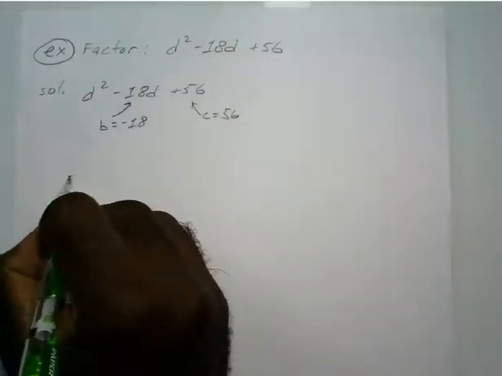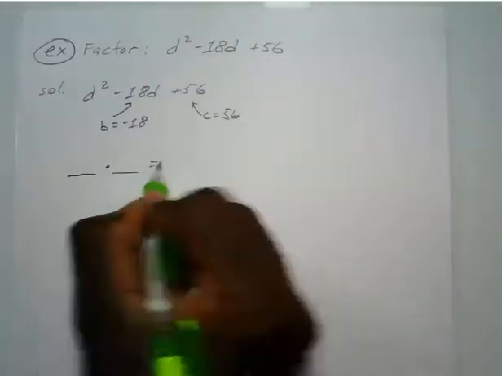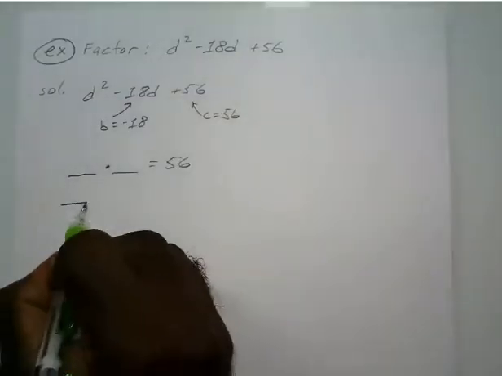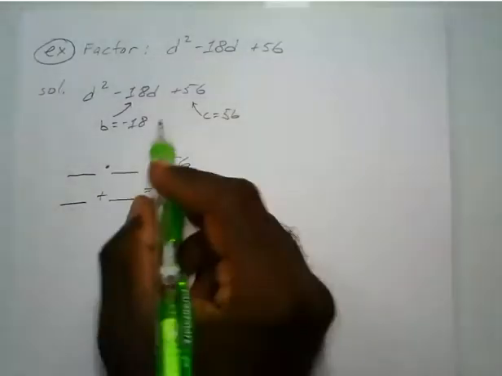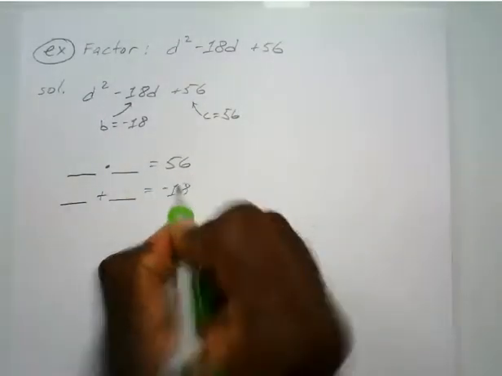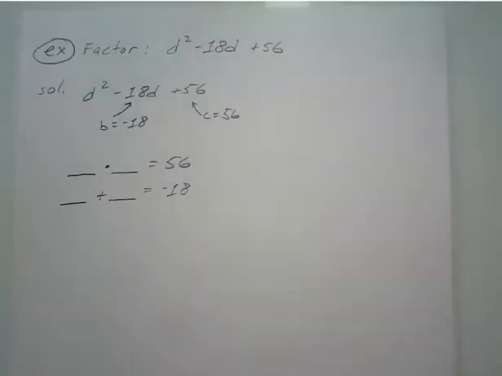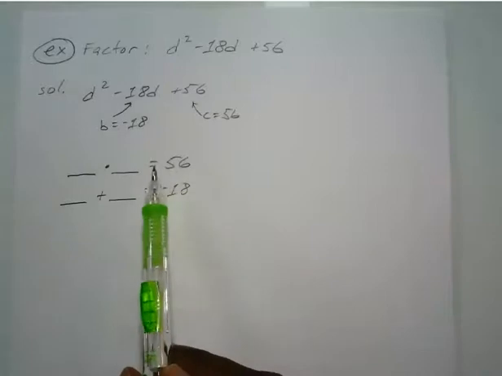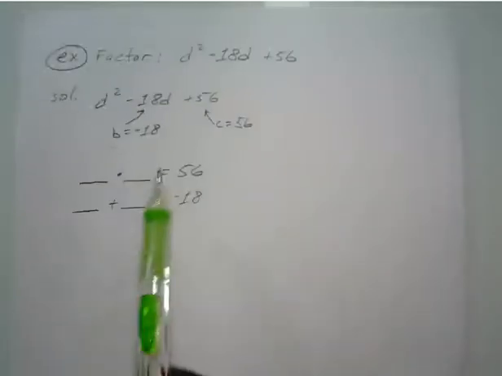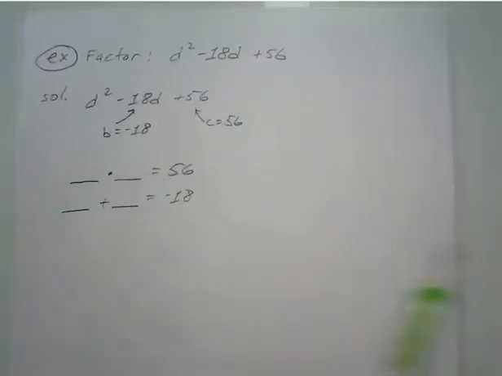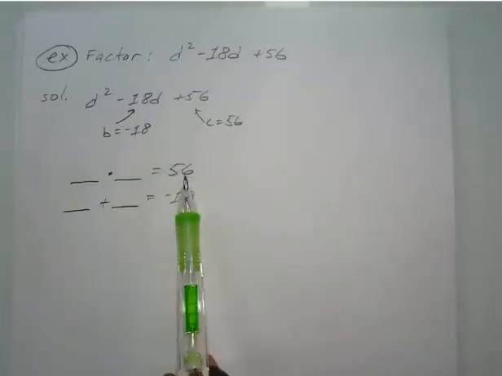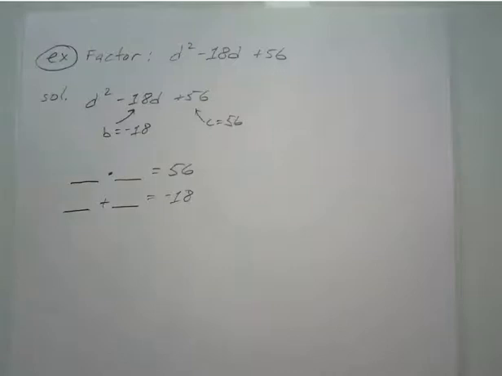Alright, so that means we have to find two numbers that multiply to equal our c, positive 56, and those same two numbers add to equal our b, which is negative 18. Okay, and once again, pay attention to your positives and negatives, because if you're multiplying these two and it's positive, then that means it has to be a negative times a negative. Because when you add two negatives, you get a negative. When you multiply two negatives, you get a positive.